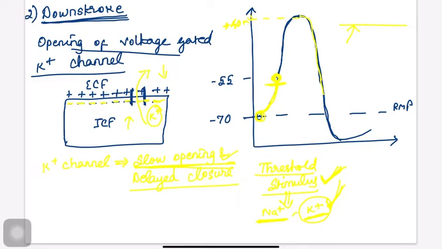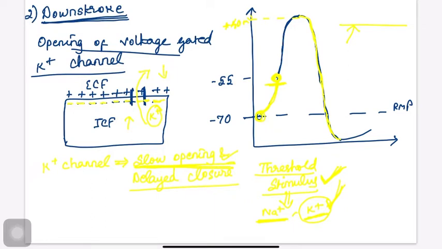This is what makes the potassium channel be called a slow opening potassium channel. And for the downstroke, as it is a slow opening channel, it opens around plus 40 millivolt, and potassium leaves the cell when the channels are open, so the membrane potential becomes negative. Once it reaches the resting membrane potential, it goes on to reach a negative value below the resting membrane potential.